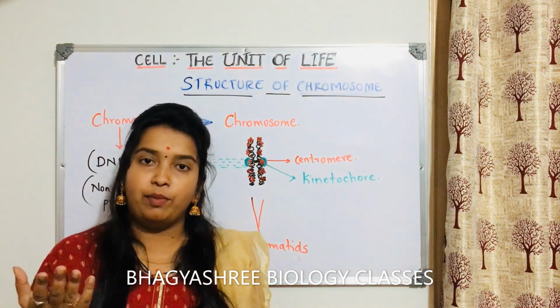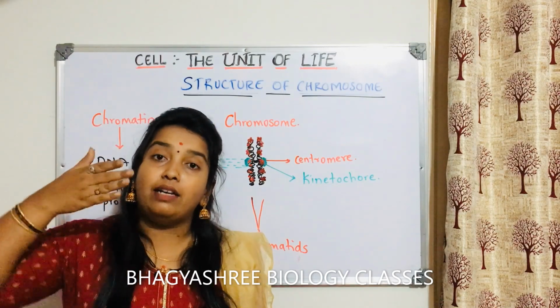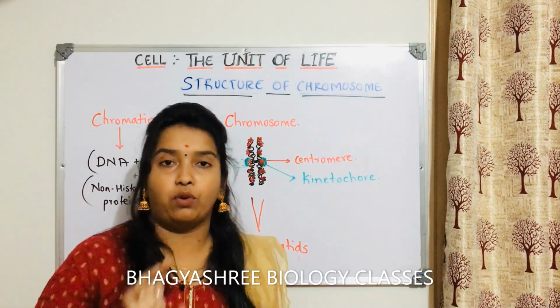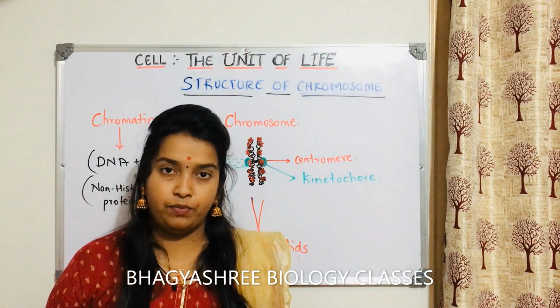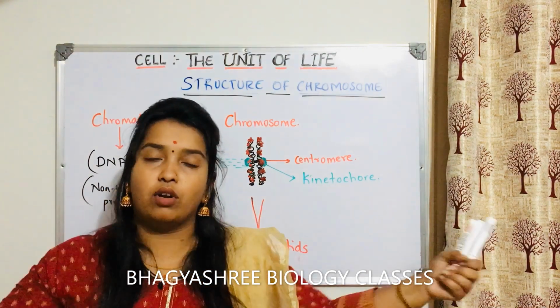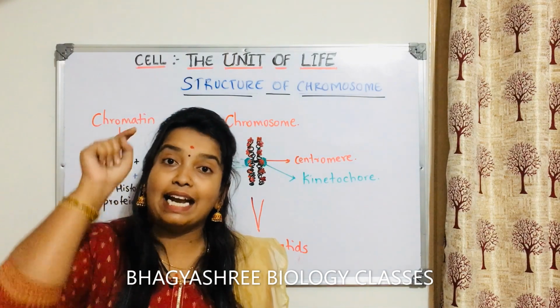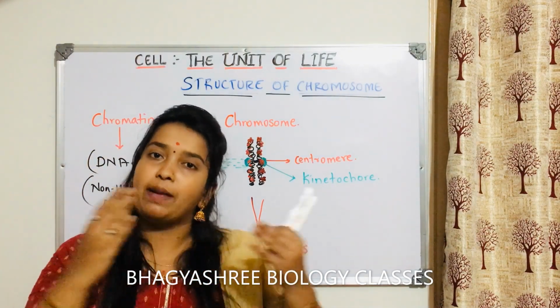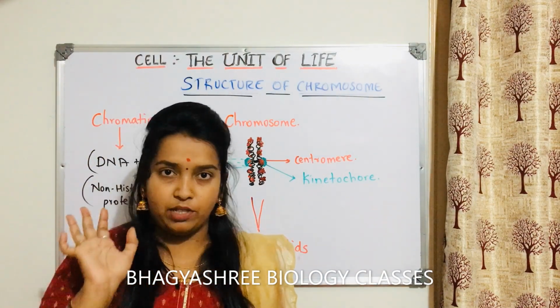Kinetochore is present in the centromere region only, attached to it, but spindle fibers get attached to the kinetochore, not to the centromere. Finally, it will help in what? Separating the chromatids. Where exactly at the centromere region it will be separated. I hope this much is clear.